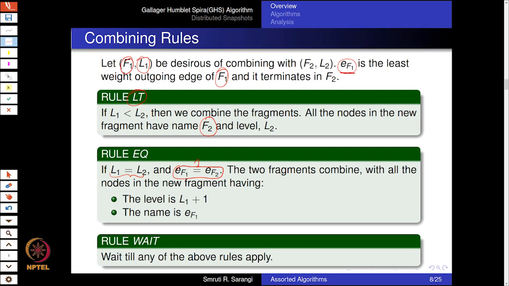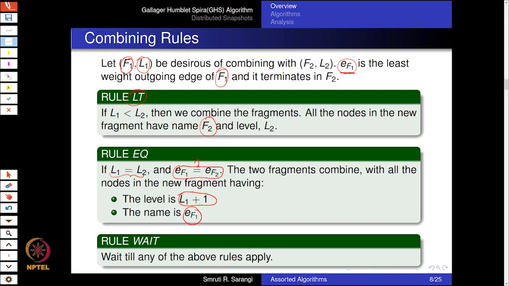So it's important: even if their levels are equal, they just don't combine like that. With the LT rule, if the levels are not equal, then L1 will combine with L2. Otherwise, their least weight outgoing edges have to be the same. Only then we combine, and as we have discussed, the final level is L1 plus 1. We also discussed that we'll give both the fragments and the nodes within them a new common name. And the new common name is basically the name of the edge.